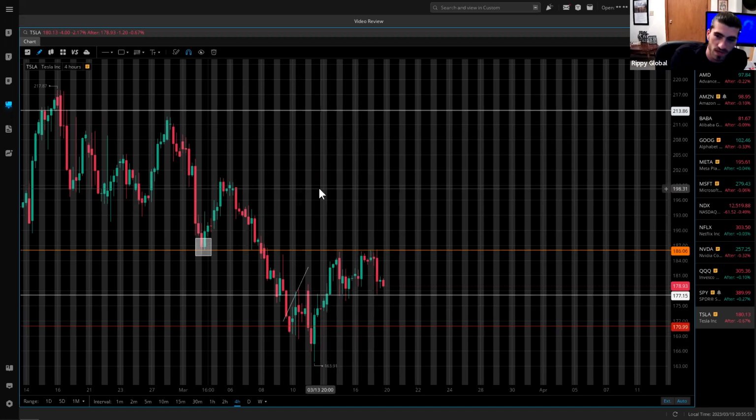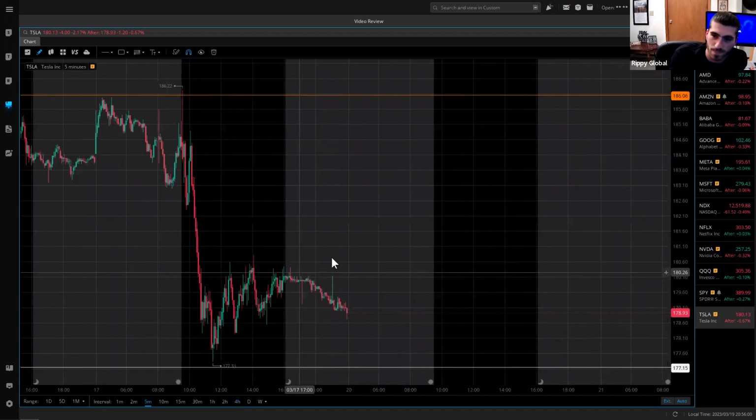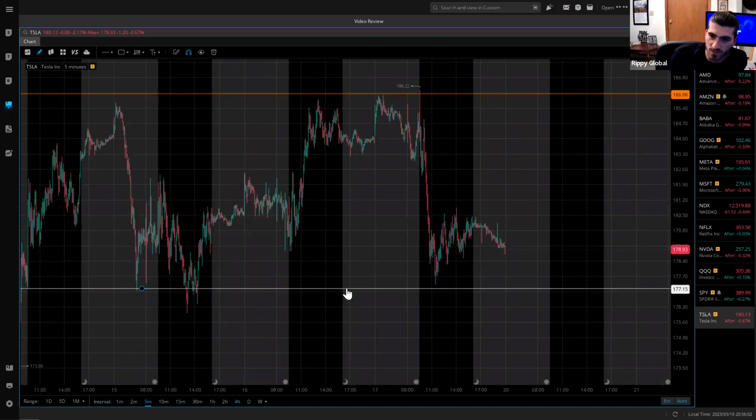If you're a scalper, find zones on the smaller frames, but be patient and wait. You can use zones on any time frame. I mean, if you're on the 5-minute, you can use the white right here, 177. You can use that for Tesla. You can put a zone right here.